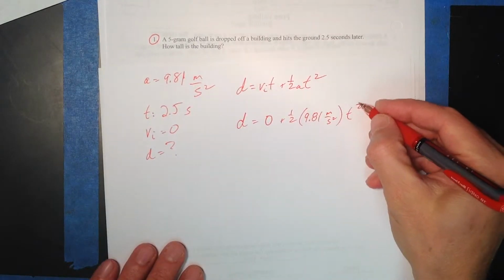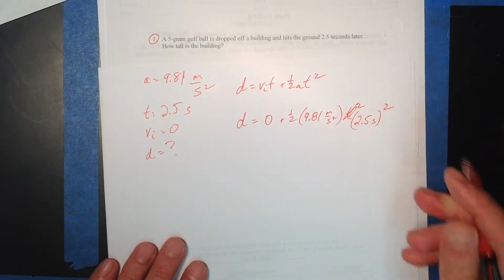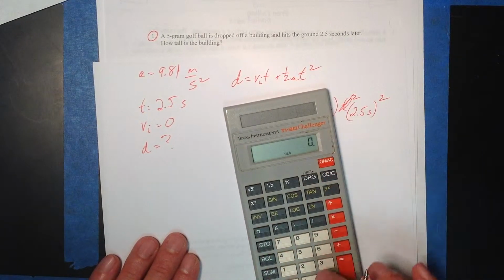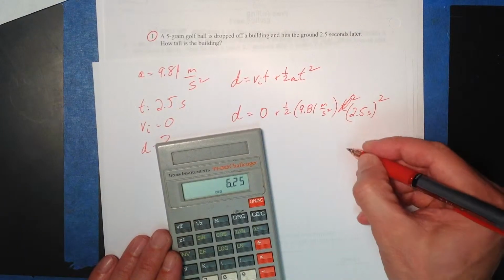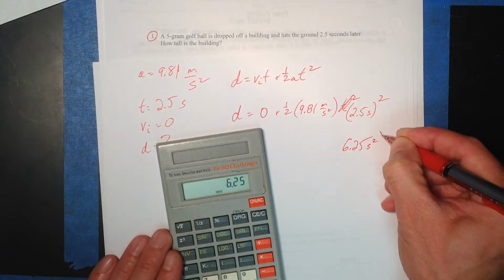I'm sorry, we know what t squared is. That's 2.5 seconds, and that's squared. So when you do that, the 2.5 seconds squared, 2.5 times 2.5, you could use your square function. That's going to be 6.25, and that's going to be seconds times seconds, seconds squared.